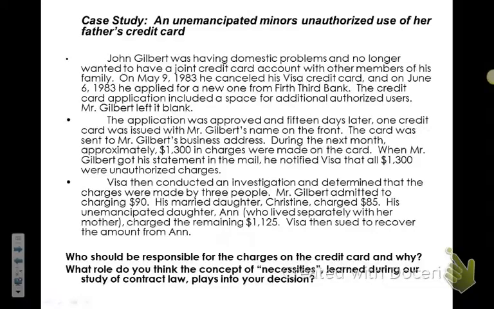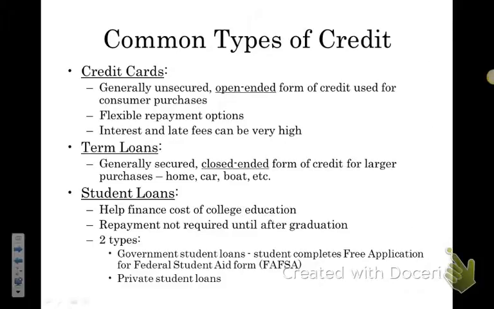All right, so moving on in our notes. Some common types of credit that we deal with. Some common types are credit cards, number one, which we talked a little bit about the other day. These are basically what we call unsecured, open-ended forms of credit that are used for what we call consumer purchases.